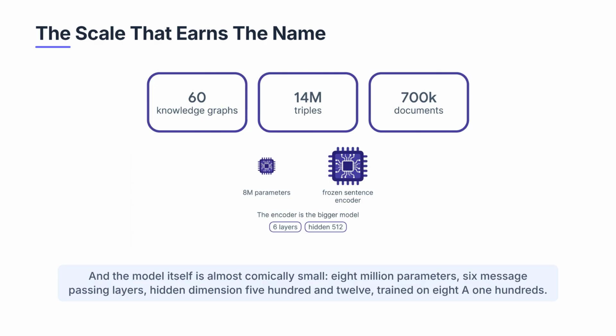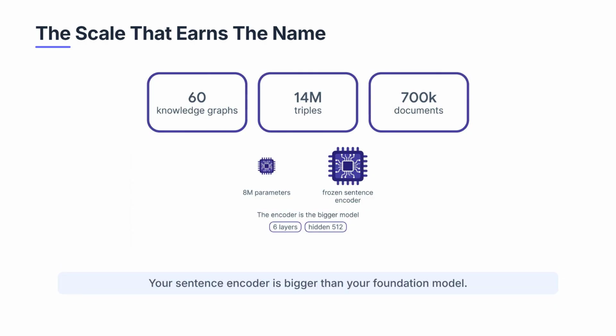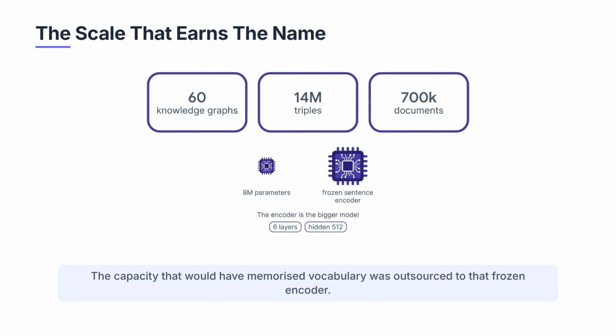8 million parameters, 6 message passing layers, hidden dimension 512, trained on 8 A100s. 8 million. Your sentence encoder is bigger than your foundation model. The capacity that would have memorized vocabulary was outsourced to that frozen encoder.